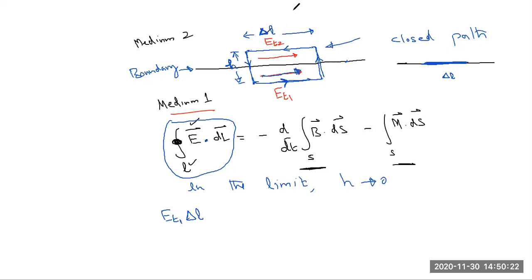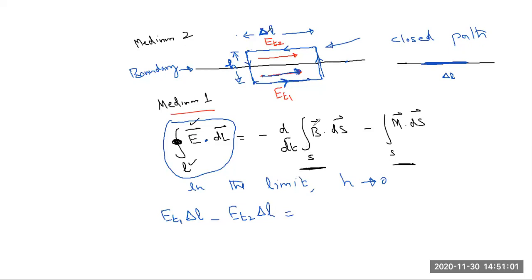ET2 is also in the direction from left to right, but the path direction for ET2 is in the opposite direction. So you can see that this is making an angle of 180 degrees. When you take the dot product, you end up with cos of 180 degrees, which is equal to -1. So for this, we get minus ET2 delta L.